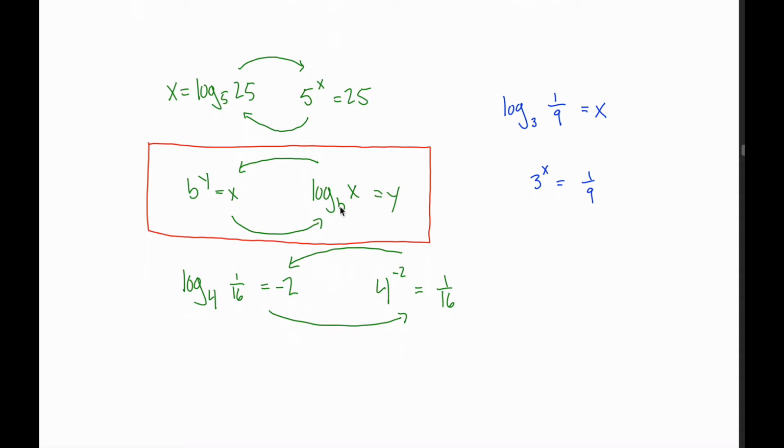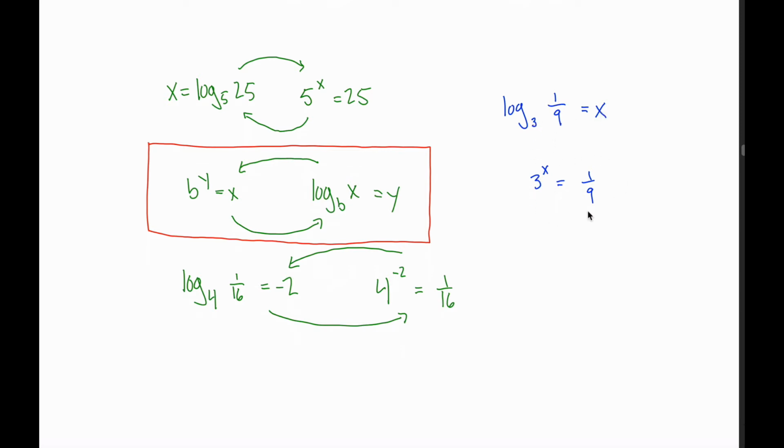The base down in the log becomes the base of the exponent, and the number right next to the log goes over to the other side of the equal sign, and the number that was on the other side of the equal sign becomes the new exponent. So I get 3 to the x power equals 1/9.